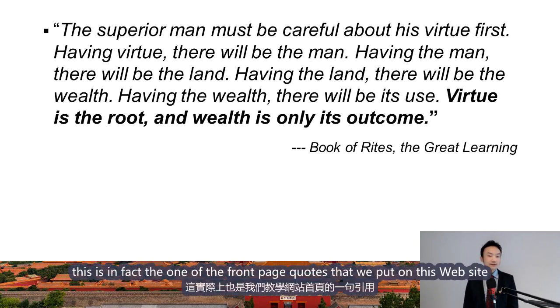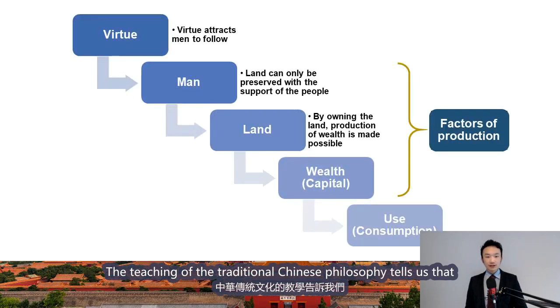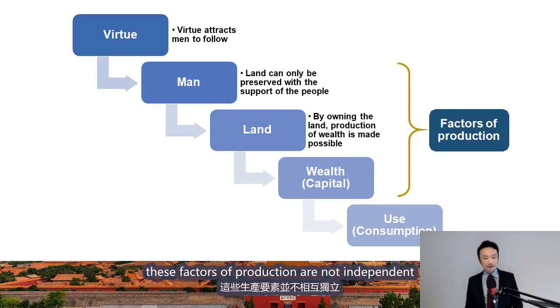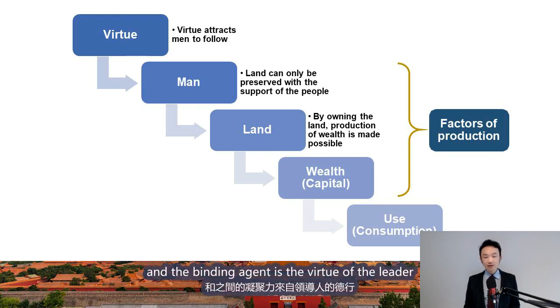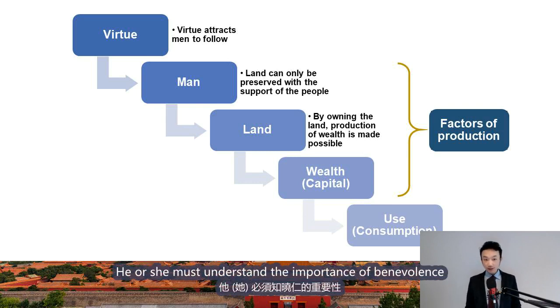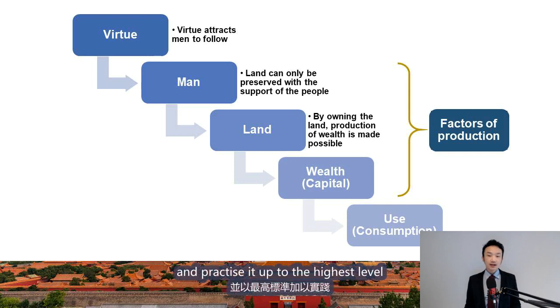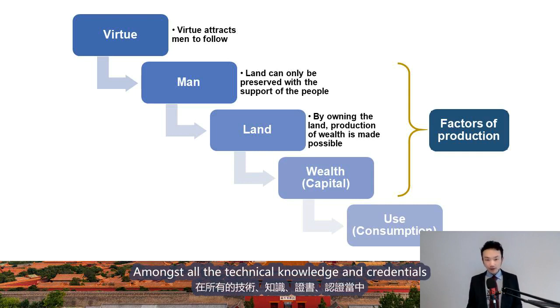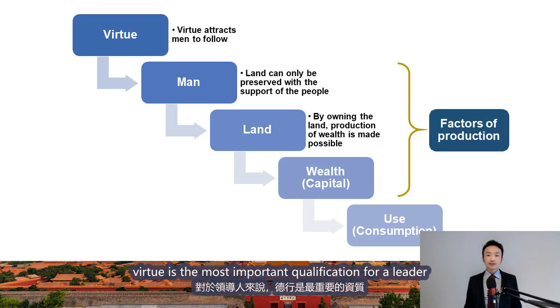And you may recall this is in fact one of the front page quotes that we put on this website. The teaching of traditional Chinese philosophy tells us that these factors of production are not independent, as you can see, and the binding agent is the virtue of the leader. So let's have a look. First of all, the leader must be a virtuous person. So he or she must understand the importance of benevolence and practice it up to the highest standard. Among all the technical knowledge and credentials, virtue is the most important qualification for a leader.